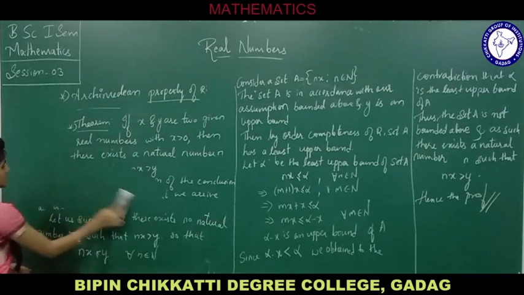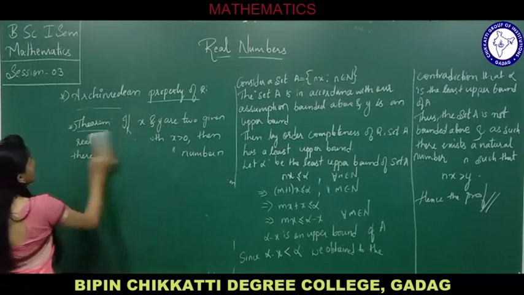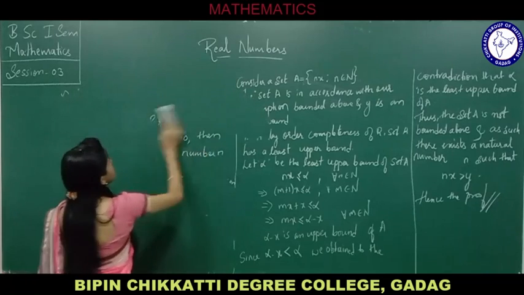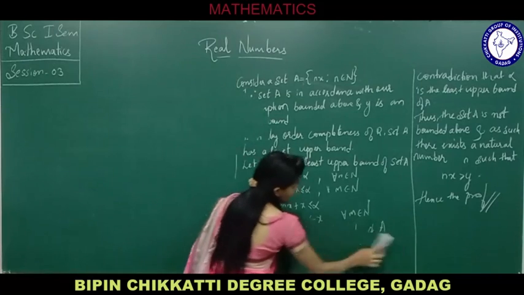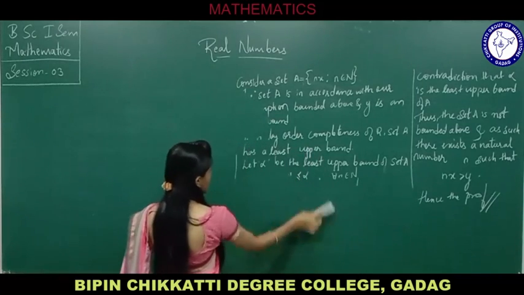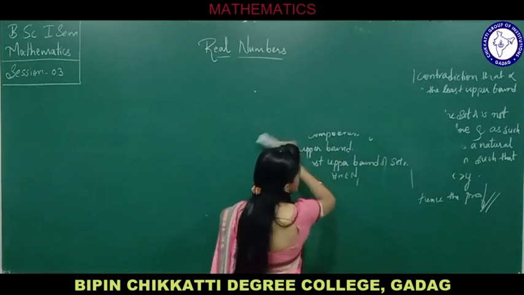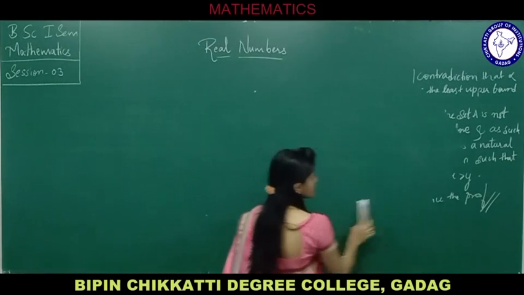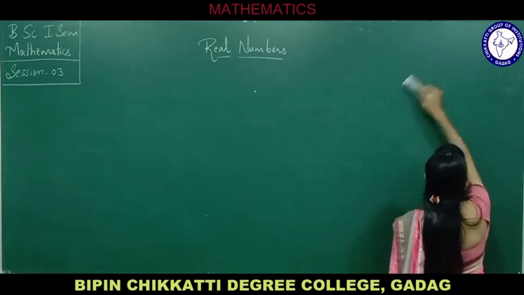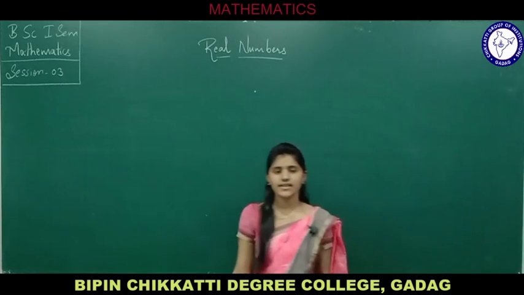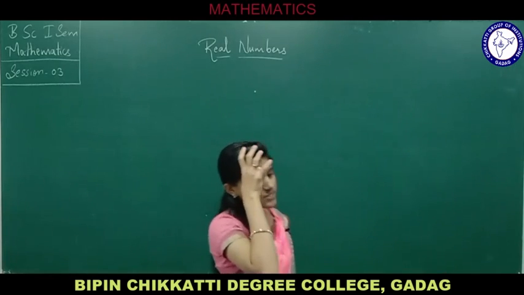Let us move to the next topic. By assuming we have no natural number to satisfy the condition n into x greater than y, we came to the contradiction that our assumption is wrong, and therefore there exists at least one natural number n such that n into x is greater than y.